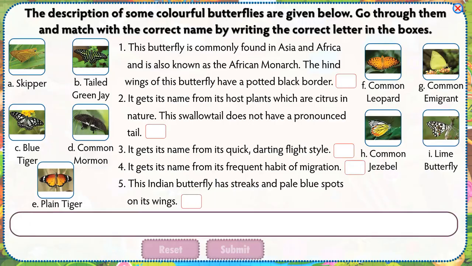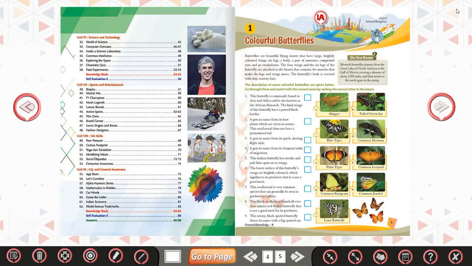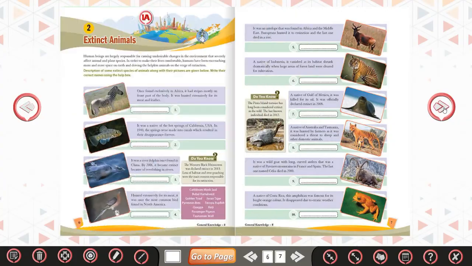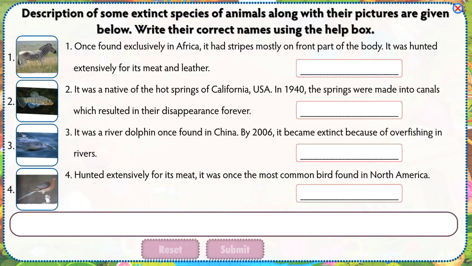The description of some colorful butterflies are given below. Go through them and match with the correct name by writing the correct letter in the boxes. Description of some extinct species of animals along with their pictures are given below. Write their correct names using the help box.